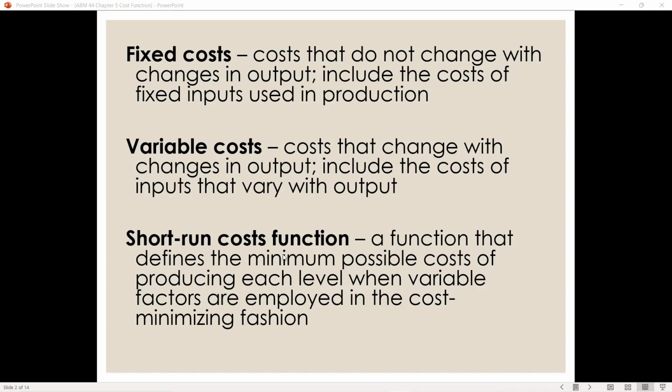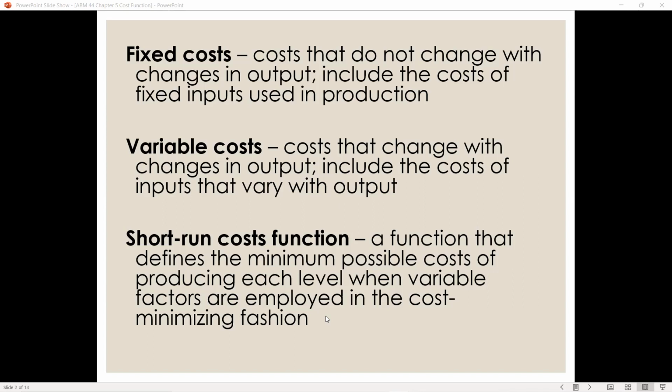The short run cost function is a function that defines the minimum possible cost of producing each level of output when variable factors are employed in a cost minimizing fashion. So in the short run, we need to focus on the minimum possible cost in order to produce each level of output. If possible, we keep our cost as low as possible, minimizing cost at a maximum level of output. That is our goal.